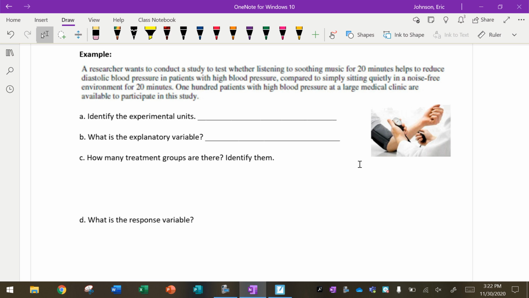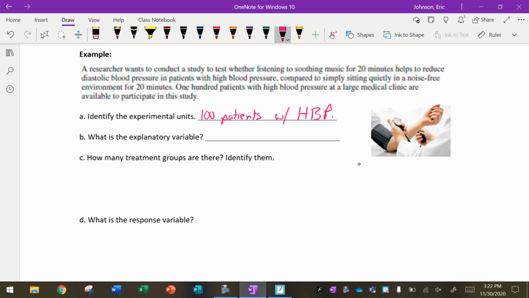A. Identify the experimental units. So, who or what are you using to carry out this experiment? Well, you have 100 patients, and now it's important: these people are not randomly selected, okay? In this particular scenario, you need people with high blood pressure. So some people say, well, don't they have to be randomly picked? No, in this situation, it's not about randomly picking people, because you have to have people with high blood pressure.